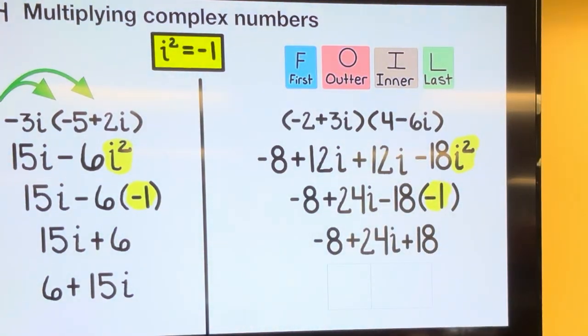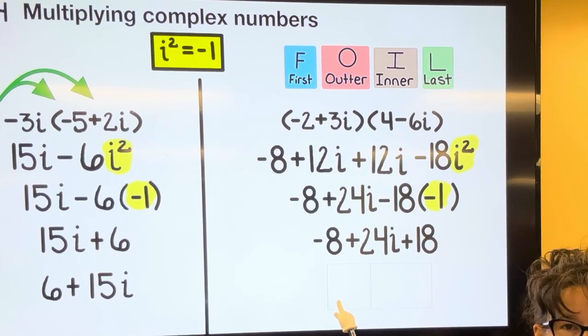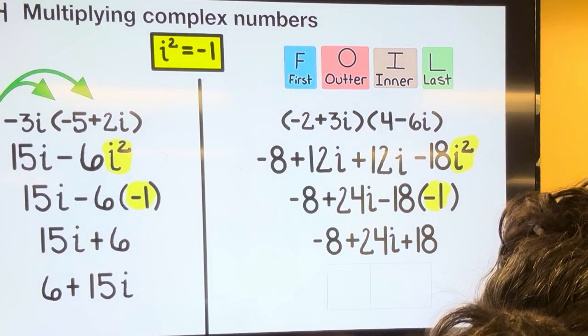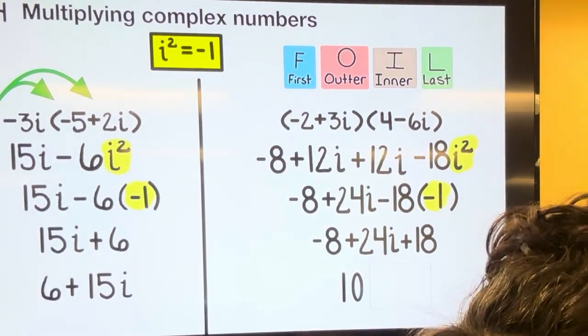Bring the rest down. And then when I go to combine like terms, once again, the formatting, the final answer for complex numbers should be a plus bi. So -8 and positive 18 make 10, and I'm going to put that first, and then 24i at the end.